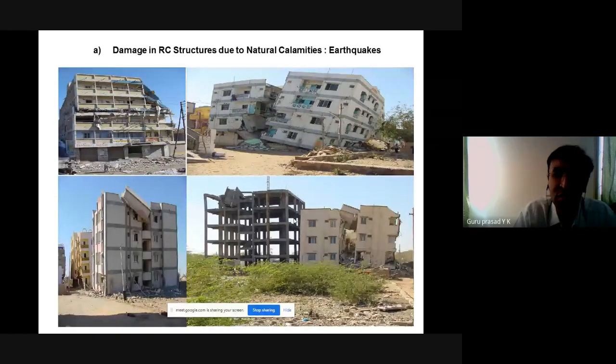You would see one particular part of the building, like the water tank, has collapsed. In some cases, you would see that in the entire building, one particular floor, all the columns of that floor have completely collapsed, or buckled or crushed, which has caused total instability of the building. In some cases, some floors of the buildings have collapsed.